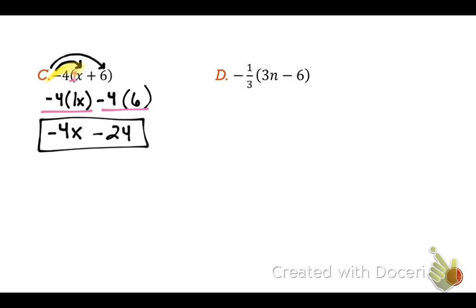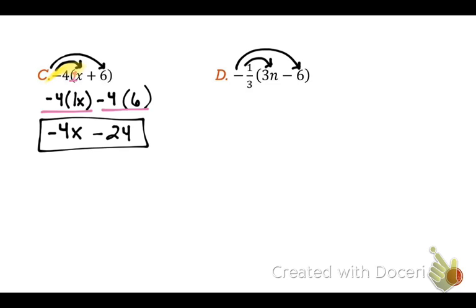Problem D is a little bit trickier simply because it's a fraction, but we're going to use the same kind of rules. Is there anything I need to do inside the parentheses first? No, I cannot combine any of that. Is there anything that I need to distribute with the distributive property? Yes, because I have this negative 1/3 on the outside, I have to use my arrows to show I'm going to multiply that times the first term.